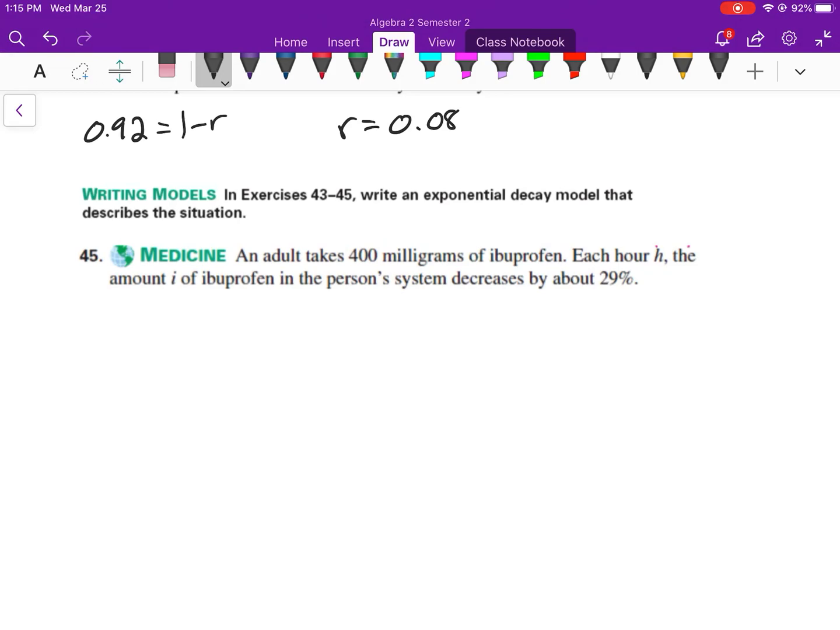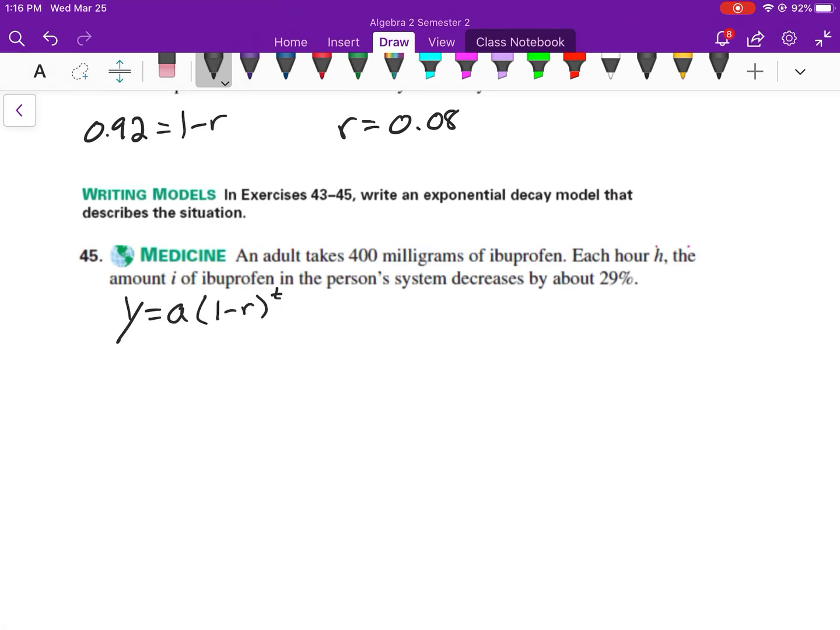Okay, looking at the next one. An adult takes 400 milligrams of ibuprofen each hour. H, the amount of ibuprofen in the person's system decreases by about 29%. If you just think about it, you take some ibuprofen or Tylenol or whatever, that pill is decaying within your body, so we have a decay model.